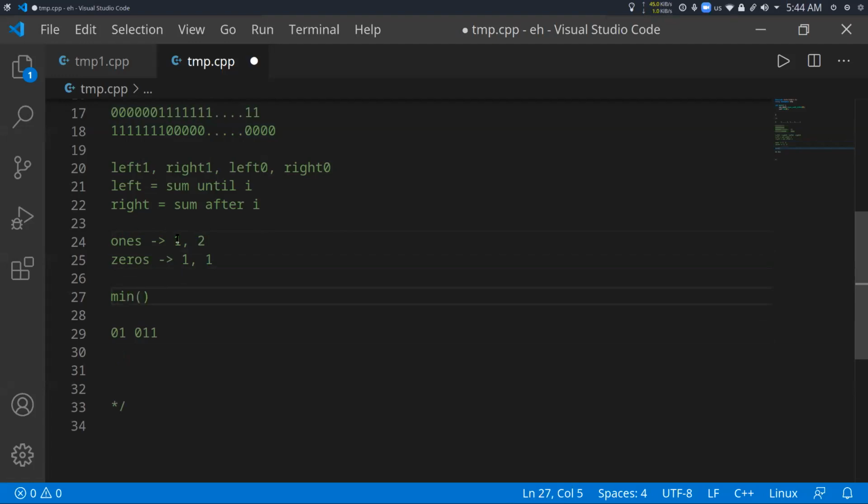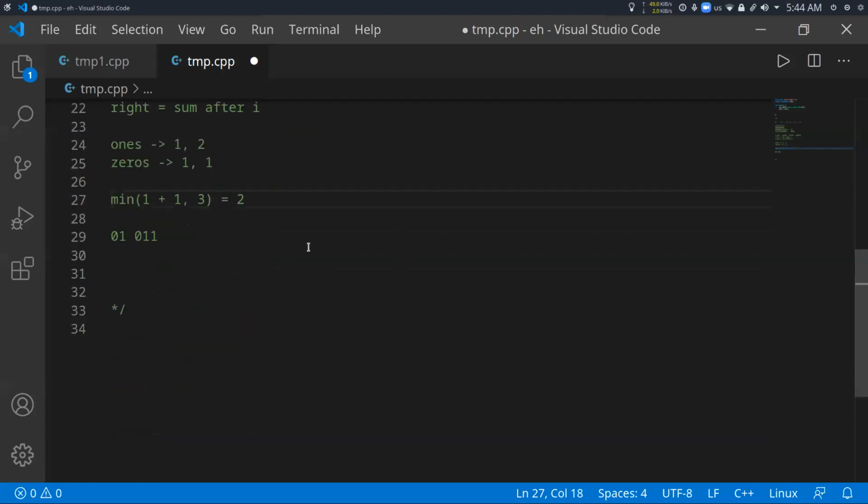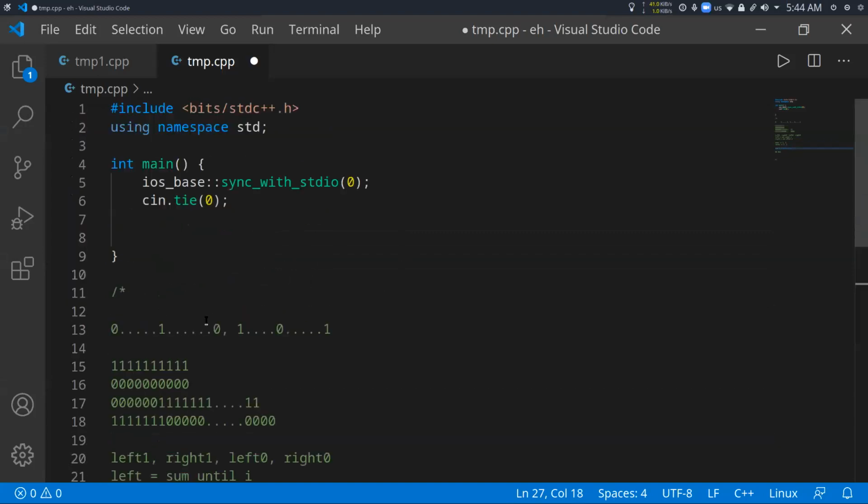So the answer will be min. So either change these ones to zeros and then change these zeros to ones, so it will be either 1 plus 1, or change these ones at the right to zeros and change these zeros at the left to 1, so this is 3. So we take this with this or this with this because it's reverse, right? So the answer will be the minimum between these, which is 2. Okay, so let's jump back to the code and see how we could make that.